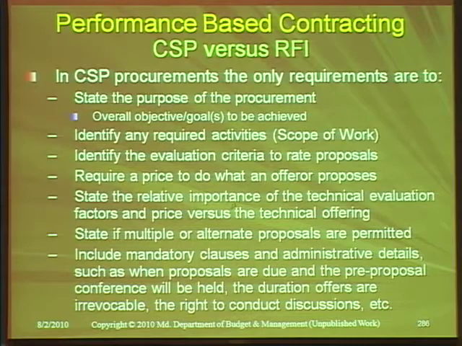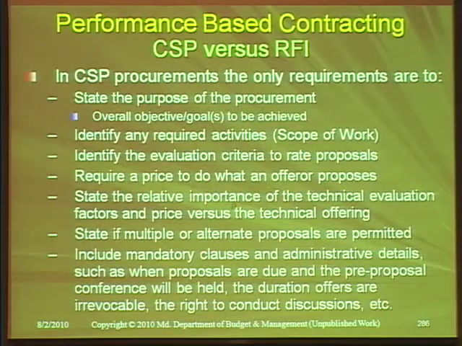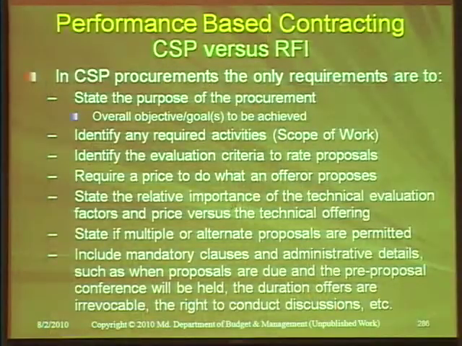So in a sealed proposal procurement, the only requirements, and we're going to go through these bullets, you need to state what it is you're trying to get, what your objective is, because you're always going to say what it is you're trying to get. The overall objective goal to be achieved. Identify any required activities, what they have to do. And we'll go through this probably in about 15 minutes more on that. You have to put the evaluation criteria. What are you going to specifically look at from vendors' responses to decide whether those responses are good, bad, neutral, whatever? You have to get a price.